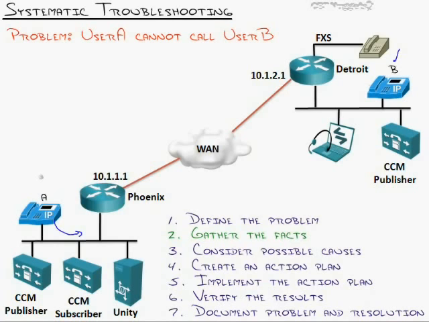So tell me, what happens when you call user B? Is it a busy signal, or is it a fast busy signal? Remember, you're describing it from a user's perspective. They go, oh, it's a fast busy signal, but it happens actually after it rings. I hear it ring, like it's ringing, and then all of a sudden it goes, and it's a fast busy signal. So you're gathering the facts from the user perspective.